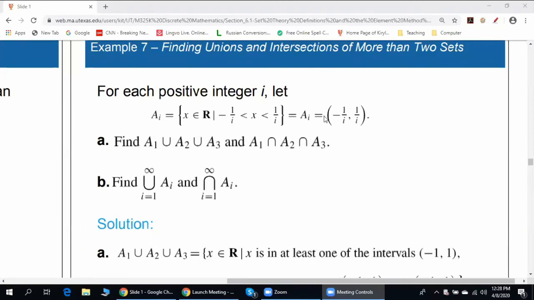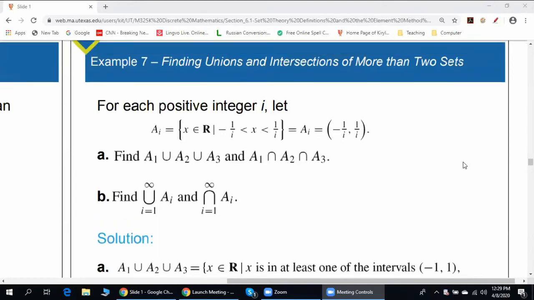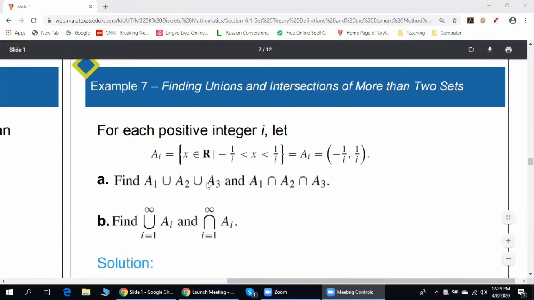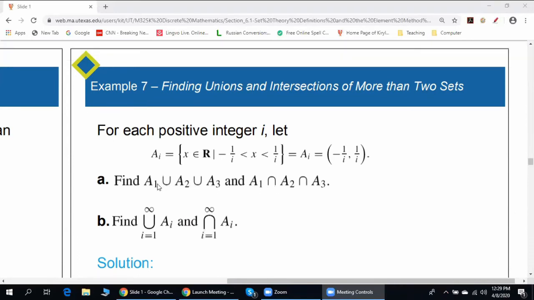So let us consider the following sets. A_i is an open interval from -1/i to 1/i. We want to find the union and the intersection. So let us talk about the union of a finite number of sets. Observe that when we increase i, the interval shrinks. It becomes smaller and smaller and smaller.